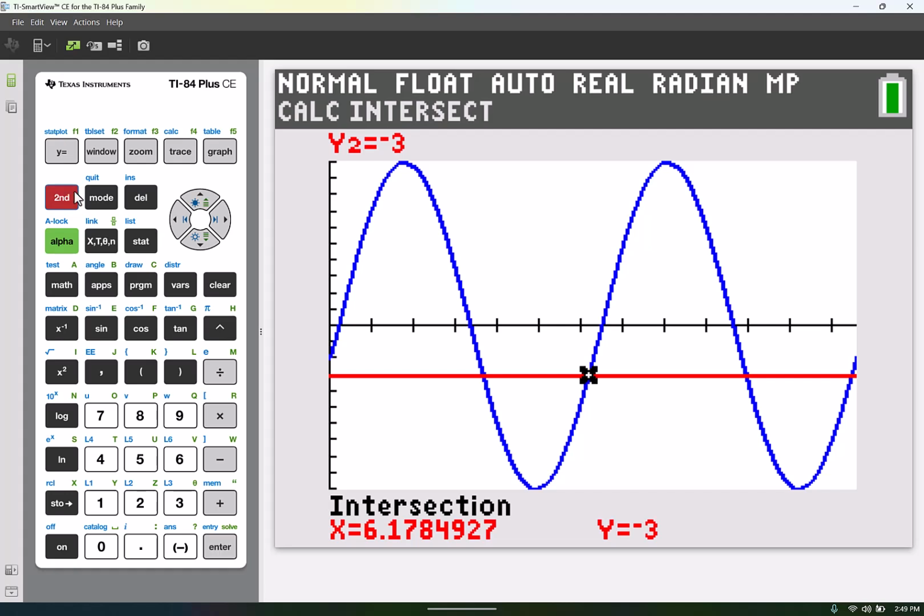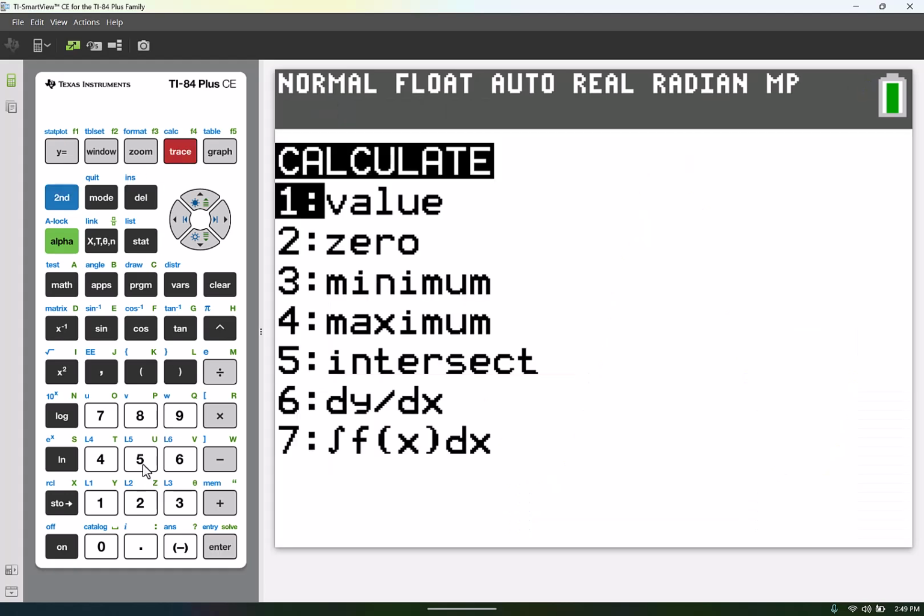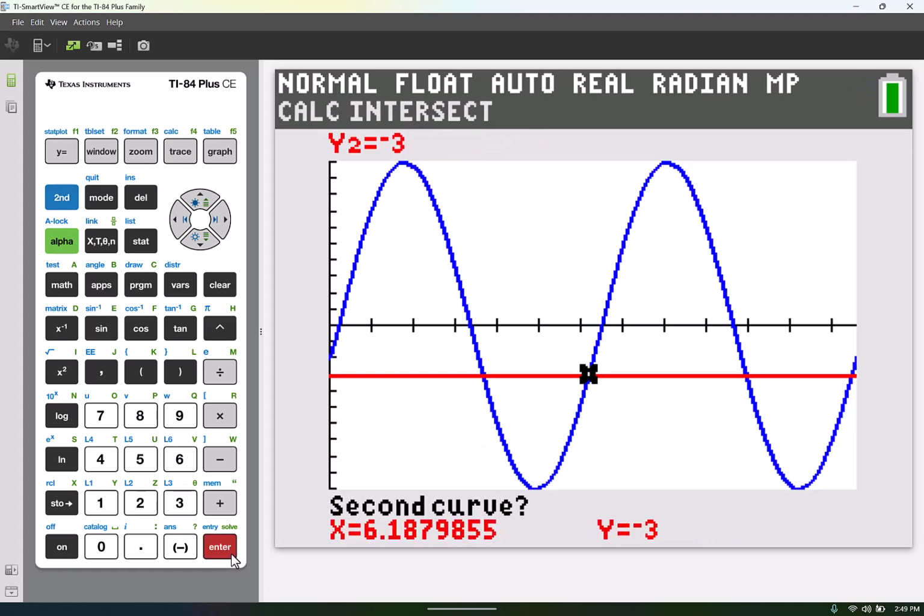So how do we get the third one? I'm going to do the same thing. Second, calculate. Make sure you practice, guys, so we got it down. Number 5, intersect, enter. And I'm going to scroll to the third. Enter. Slide to the right. Slide to the left. Crisscrosses. Okay, I'll stop.